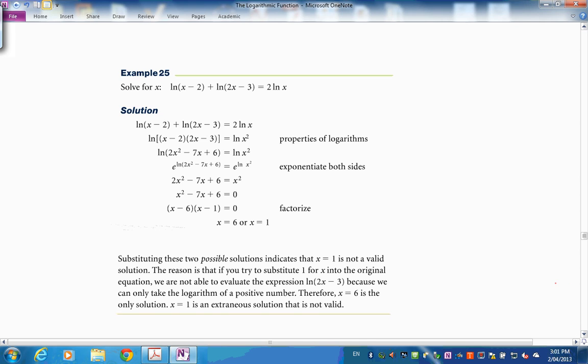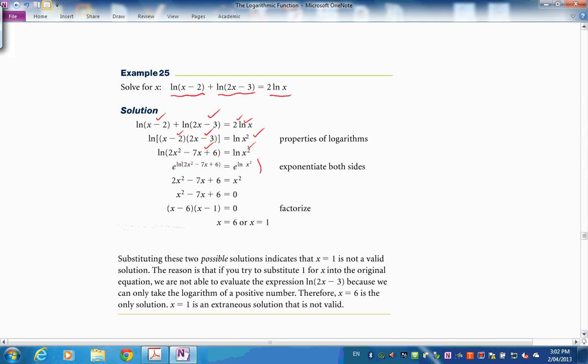Okay, so what about this? The sum of two logs again is 2 ln x. Let's look at the left hand side. We're adding two logs, so that's the log of the two things multiplied. And it's 2 times the log here. We're multiplying a log by a number, so it's the log of x squared. And so we can say the log of all of this equals the log of x squared.